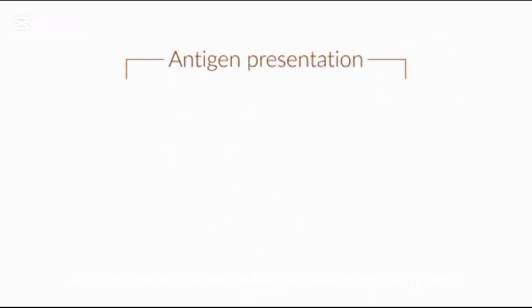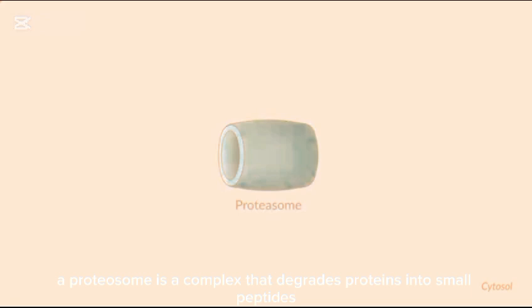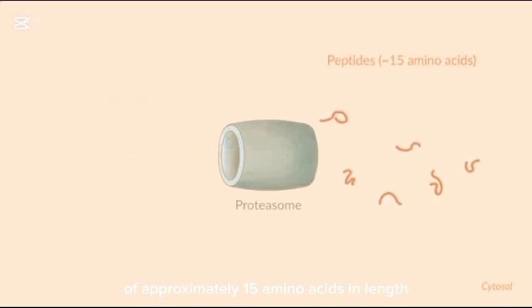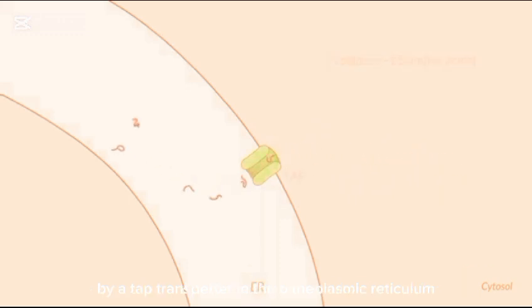Antigens are presented on the cell surface by two protein classes, MHC class I and MHC class II. Let's get started with MHC class I molecules. Cytosolic proteins are transported to the proteasome. A proteasome is a complex that degrades proteins into small peptides of approximately 15 amino acids in length. These peptides are delivered into the endoplasmic reticulum by a Tap transporter.